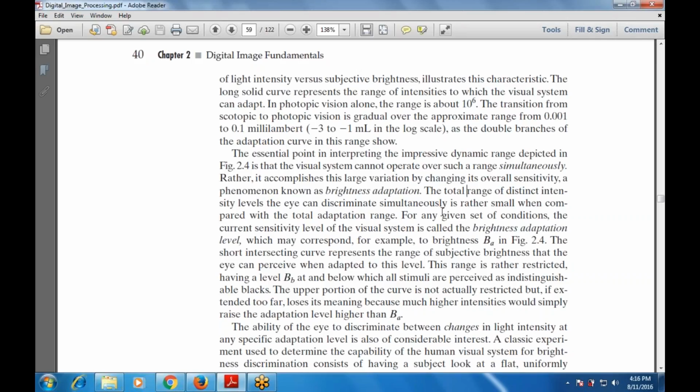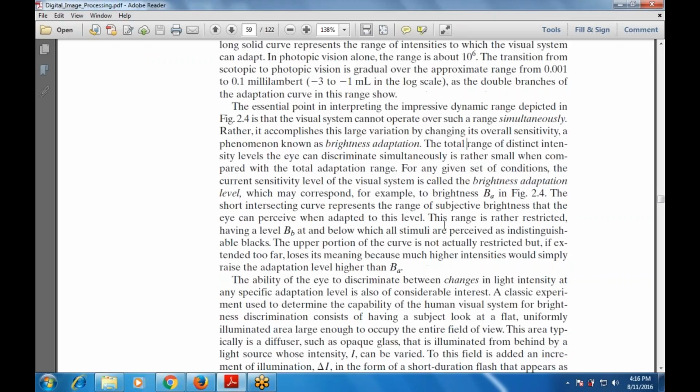So when we compare with the total adaptation range that is used with the visual system, that is used with the brightness adaptation level, and that ranges with the delta I, that is a change, that is the ability of the eye to discriminate between the changes in the light intensity at any specific adaptation level, is also of considerable interest, that is for the BA and the BB.